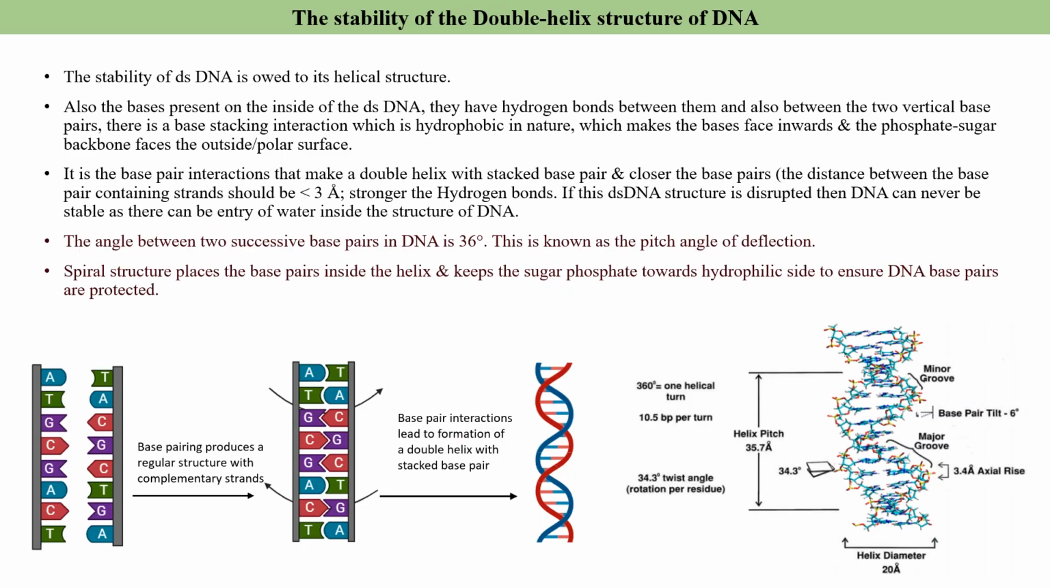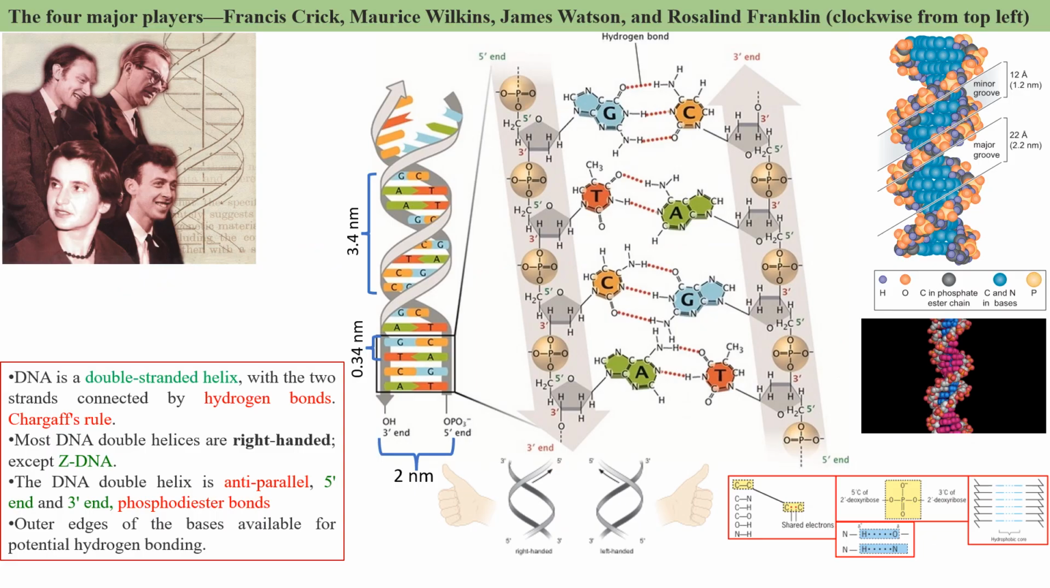And it is the spiral structure that places the base pair inside the helix and keeps the sugar phosphate towards the hydrophilic side, hydrophilic as in outwards, just to ensure that DNA base pairs are protected. Alright, so now we'll be discussing one by one the contribution of each scientist, that is Watson and Crick, Rosalind Franklin and Chargaff's rules.